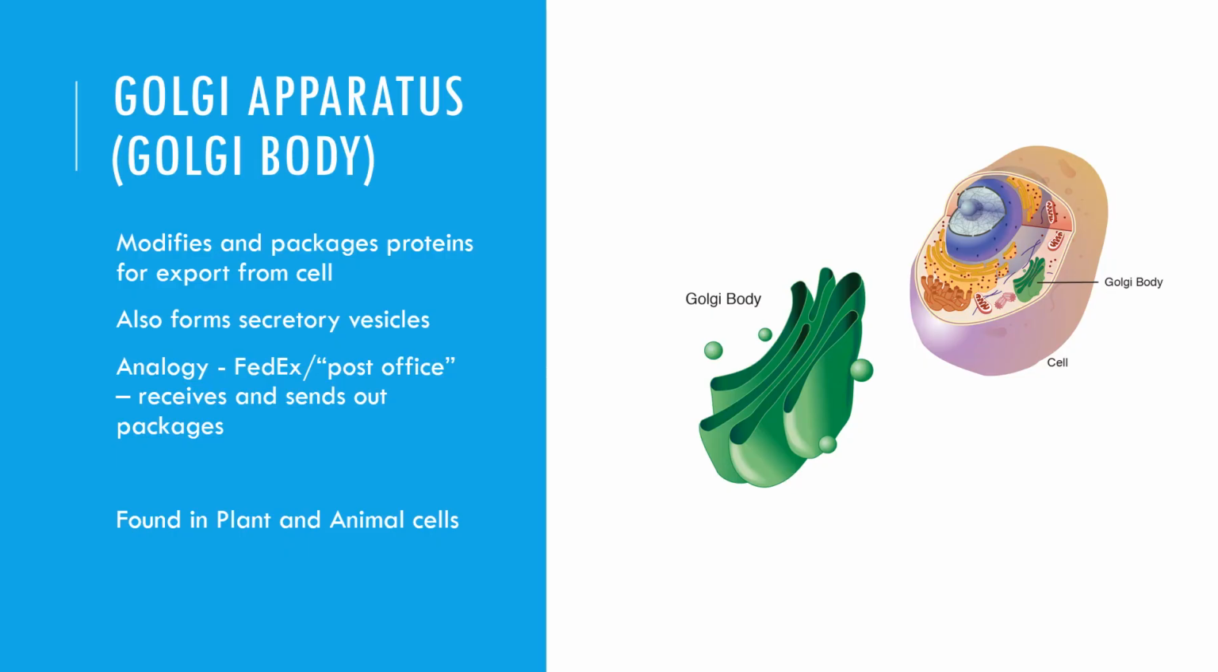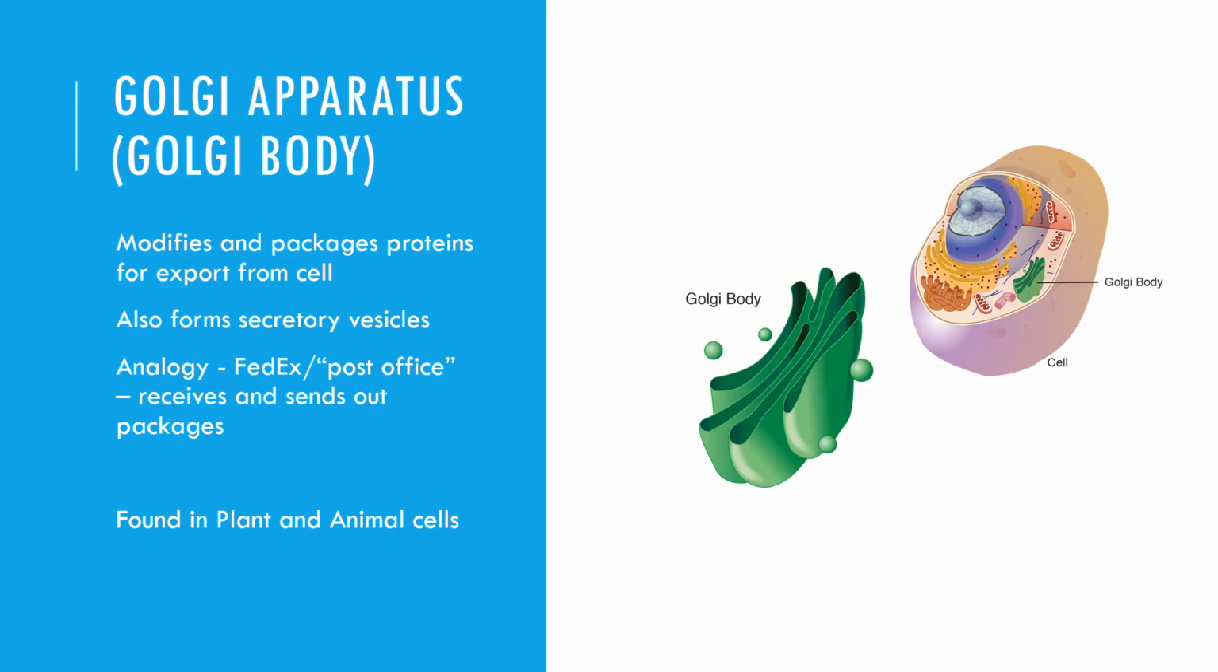The next organelle on our list is called the Golgi apparatus or Golgi body. The Golgi body is very important to the cell because it receives proteins made by the ribosomes, transported by the rough endoplasmic reticulum. It takes those proteins and it modifies them. When we say modify, we mean that it may cleave or remove parts of the protein. It may add additional portions to the protein. And then the Golgi apparatus packages those proteins so that they can be exported or shipped out of the cell.